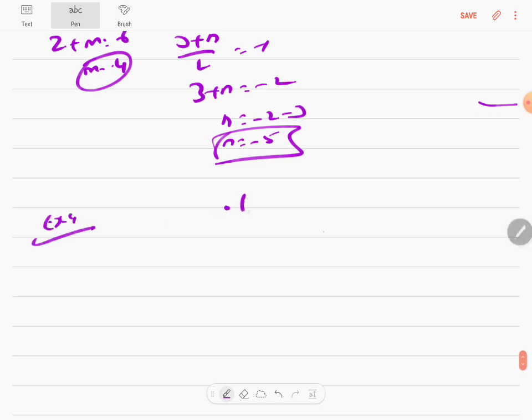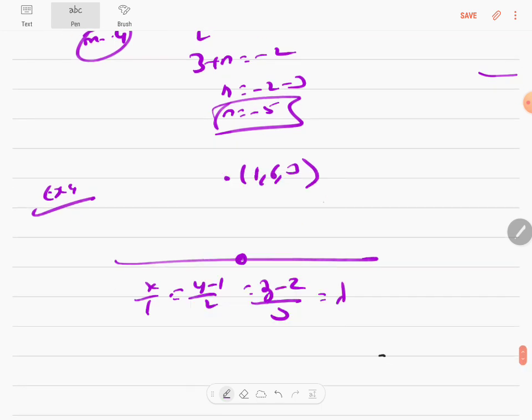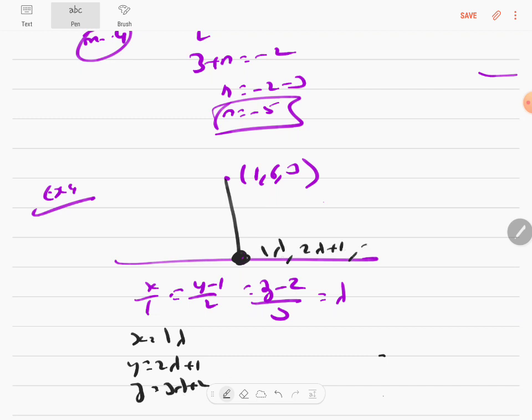The point is 1, 6, 3, and the line is x by 1 is equal to y minus 1 by 2 is equal to z minus 2 by 3, equated to lambda. The foot of the perpendicular is what they want. So x is equal to 1 lambda, y is equal to 2 lambda plus 1, z is equal to 3 lambda plus 2, and write it as the foot, which is (1 lambda, 2 lambda plus 1, 3 lambda plus 2).